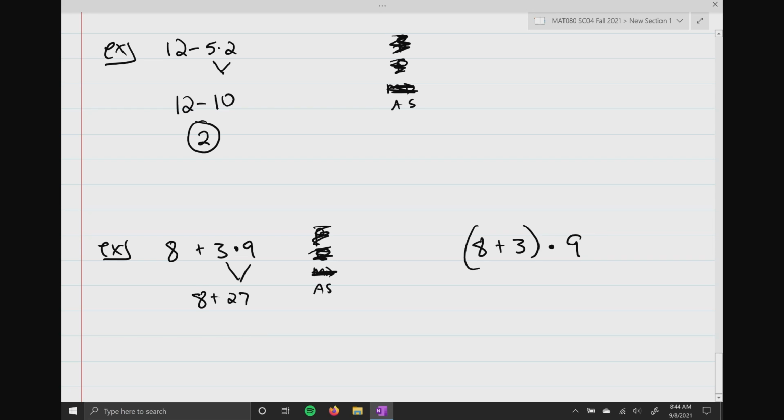There's no more multiplication or division. All I got left is to add. 8 plus 27, 35. Who gave me that, LaKendra?